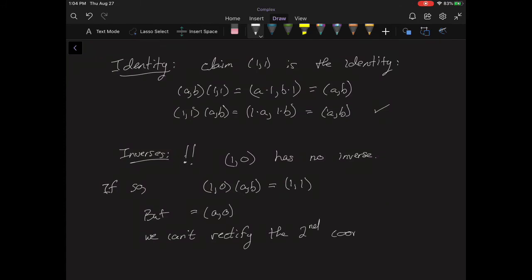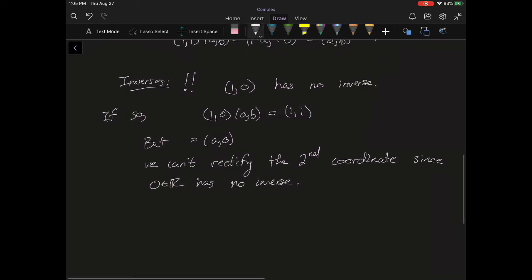And we can't rectify having 0 ever be equal to 1 because there is no multiplicative inverse for 0 in the real numbers. And since that fails, the complex numbers with this defined multiplication fails to be a group. And since we have a failure to be an abelian group, we have a failure to be a field.